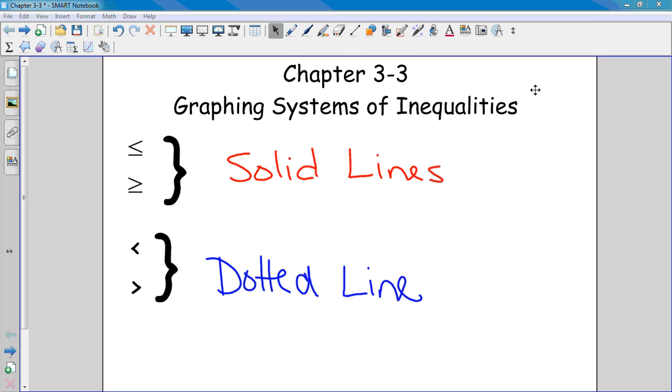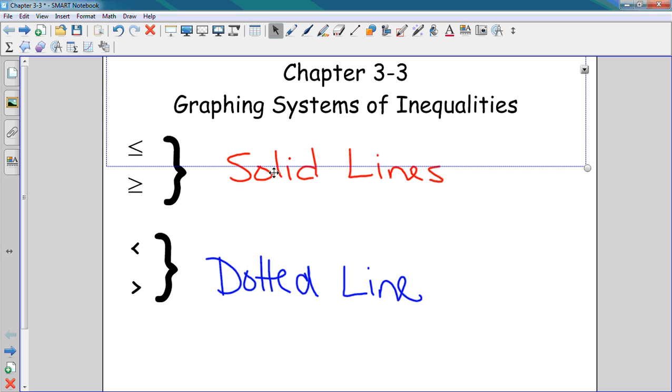This is chapter 3.3, Graphing Systems of Inequalities. The first couple slides here are just review. If you look at your 2-7, 2-8 packet, this is strictly review of all that stuff, because you're going to be using this information and moving forward today with it.